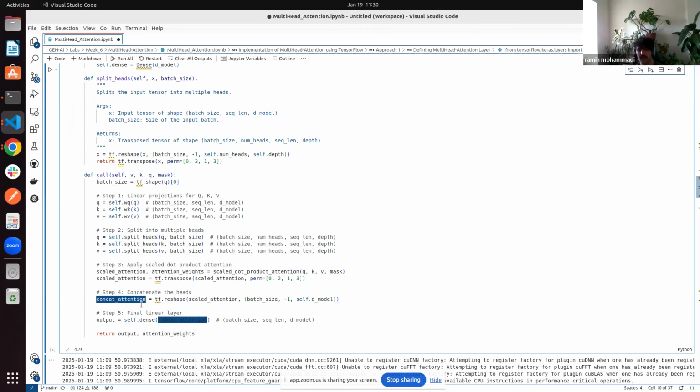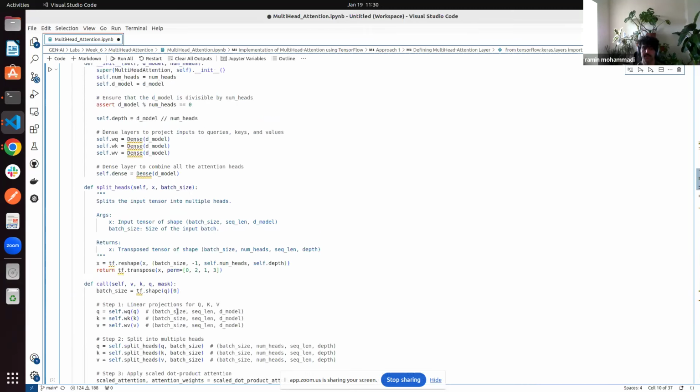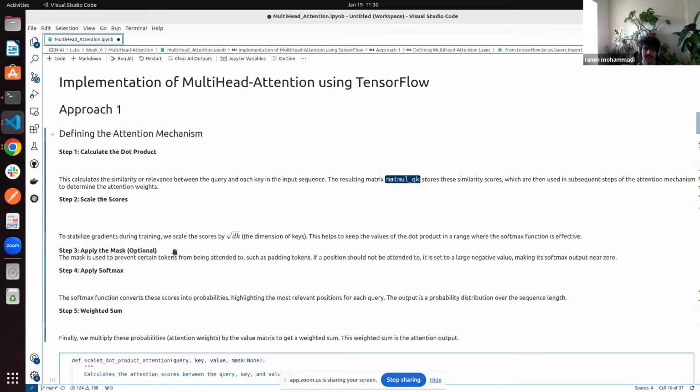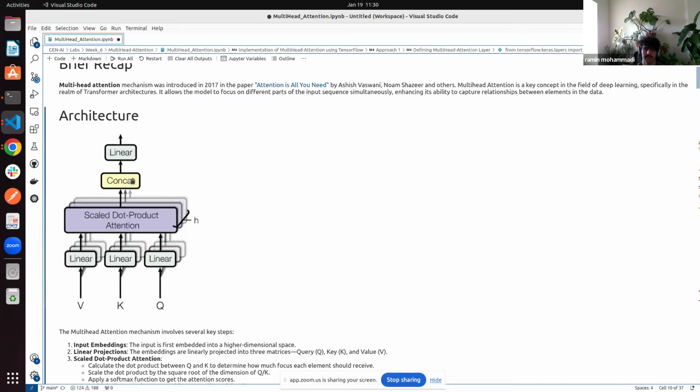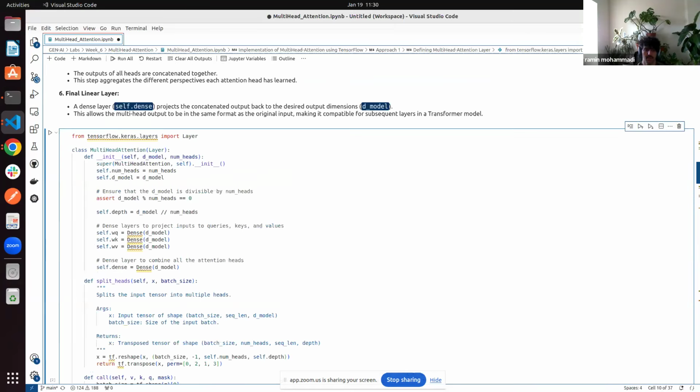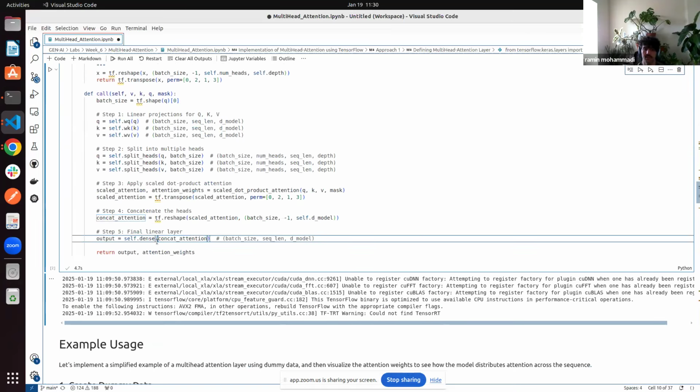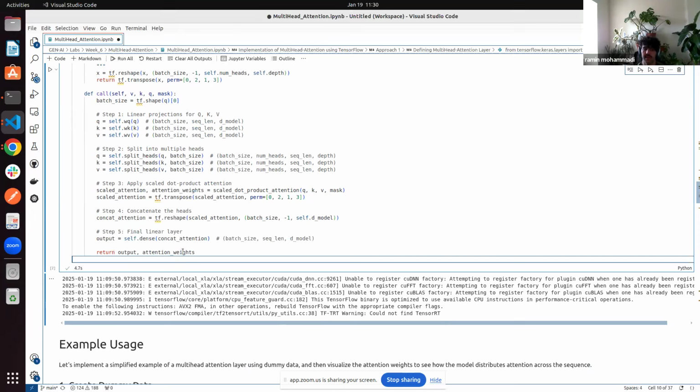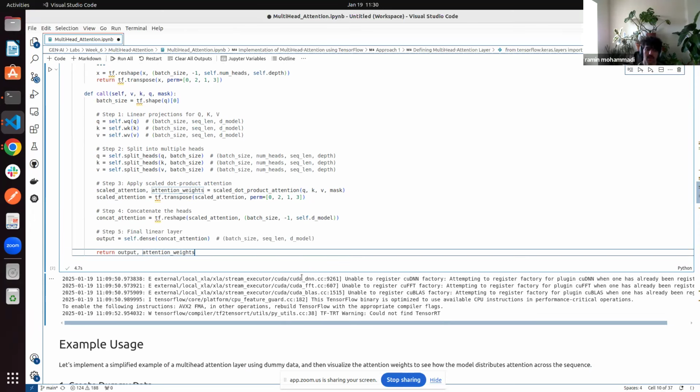And then we pass the final concatenation to a linear projection, and we return the output and attention weights. We return attention weights just for visualization here.